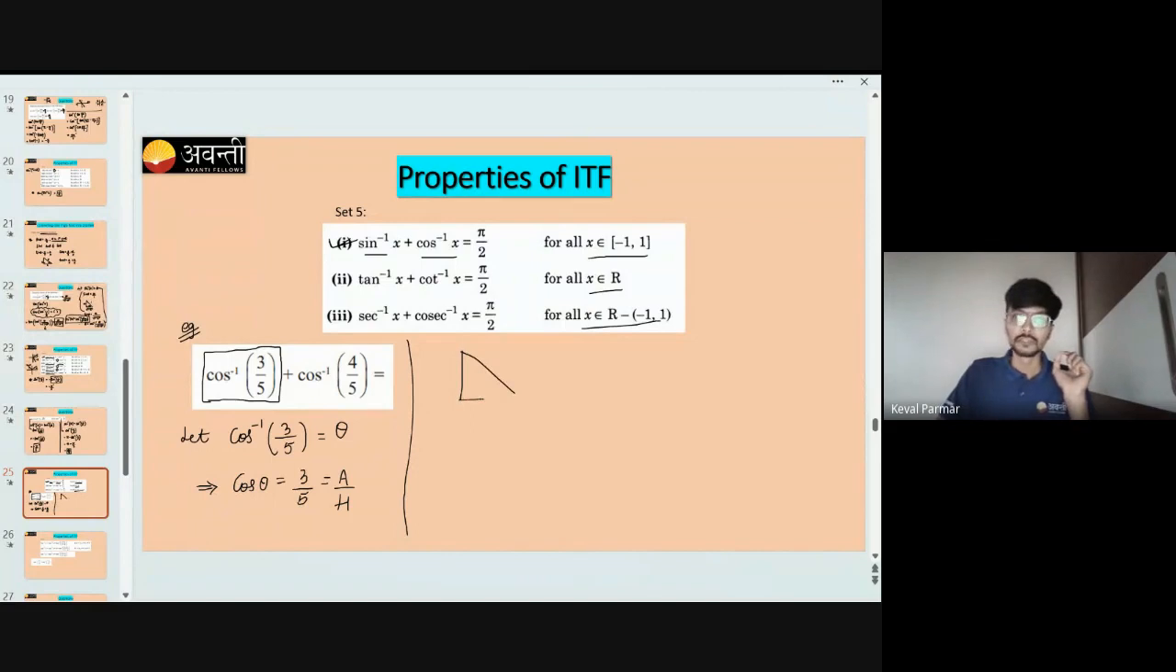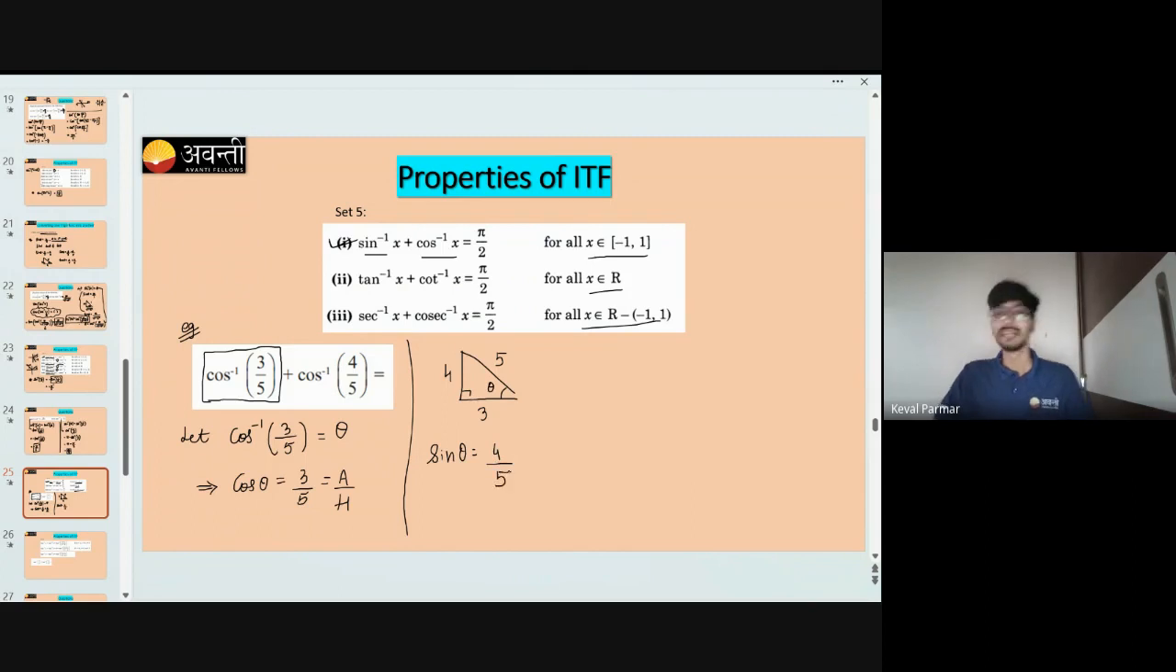So in a right angled triangle, if I take this angle as theta, then the adjacent side will be 3, hypotenuse will be 5. And if you know Pythagoras, the opposite side will be 4. So opposite side 4, adjacent side 3 and hypotenuse 5. We wanted to convert cos inverse into sine inverse, so we need to write sine theta. Sine theta is basically opposite upon hypotenuse. What is opposite? Opposite is 4, hypotenuse is 5.